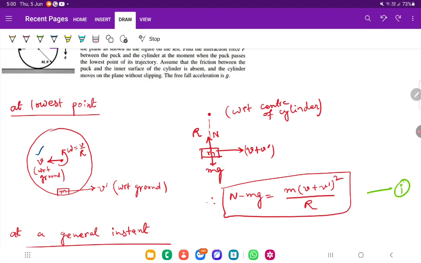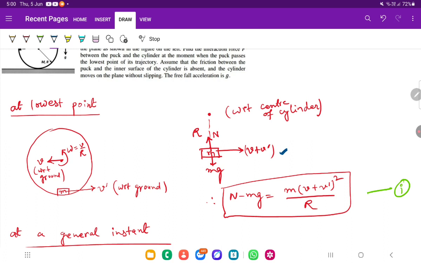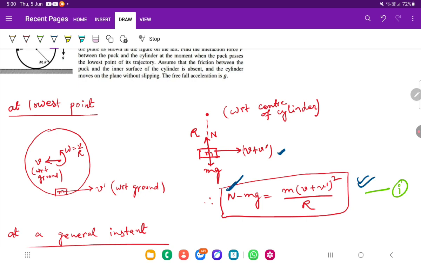And on the right hand side I have drawn the figure when I am analyzing the situation with respect to the center of the cylinder. When I am sitting at the center of cylinder, I will observe the velocity of puck as v plus v dash, and I will see it performing a circular motion around a circle of radius capital R about the center of the cylinder. So I can simply apply Newton's second law that net force will be mass times acceleration. So N minus mg will be m into (v plus v dash) square upon r, because (v plus v dash) square upon r is the centripetal acceleration, and mg is its weight, and N is the normal reaction offered by the cylinder to the puck, and we are supposed to find N only. So this is our target, to find N.